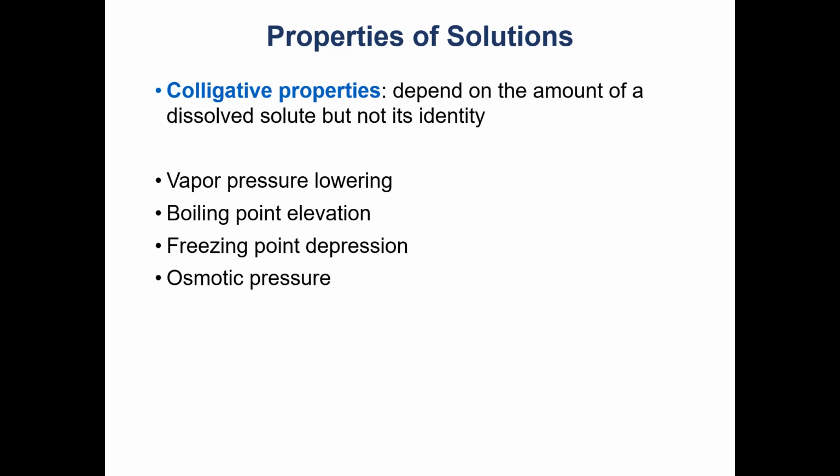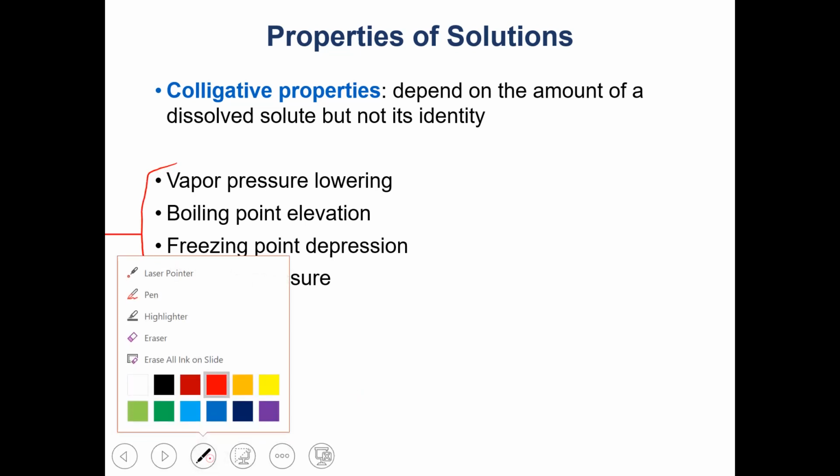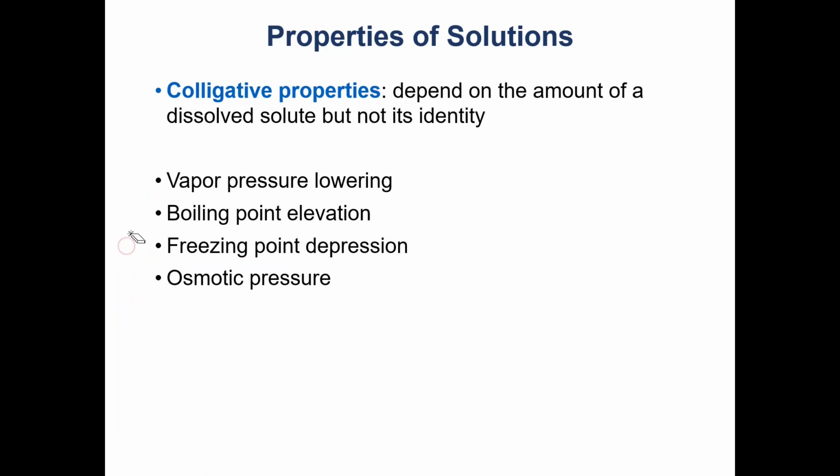So it doesn't really matter what solute we put into our solvent. It just matters how much we put into the solvent. And the 4 colligative properties that we're going to talk about are vapor pressure lowering, boiling point elevation, freezing point depression, and osmotic pressure. So we're actually going to talk about these first 3 in this video, and then we're going to talk about osmotic pressure in the next video. So we'll focus on these top 3 here.